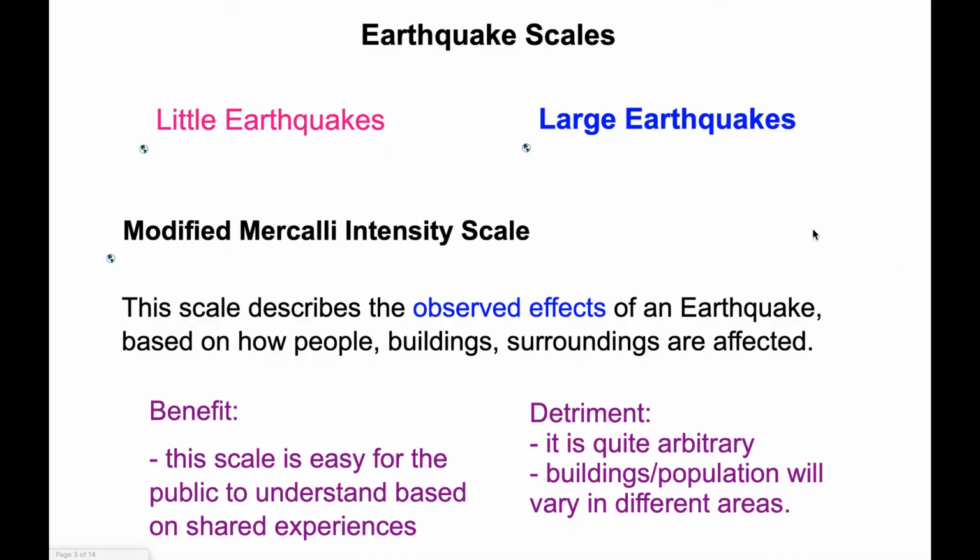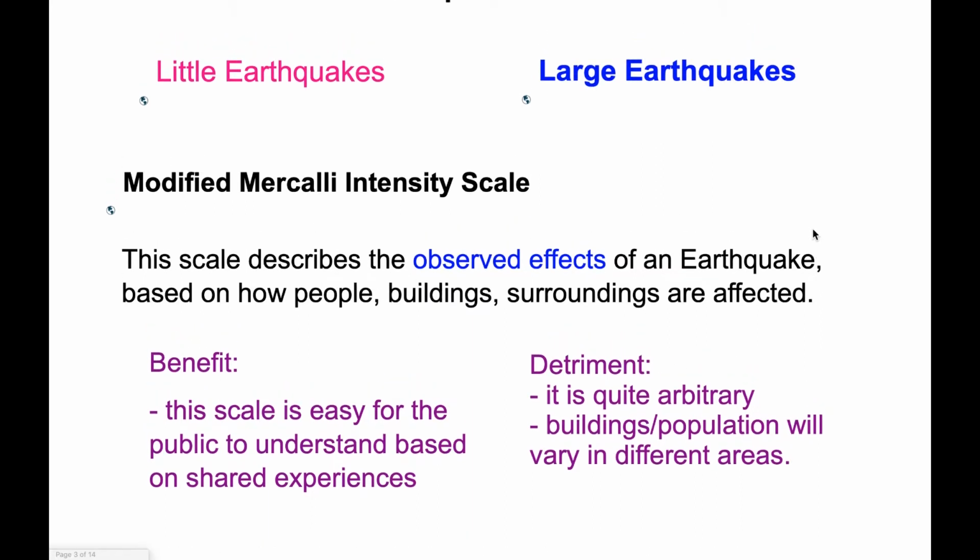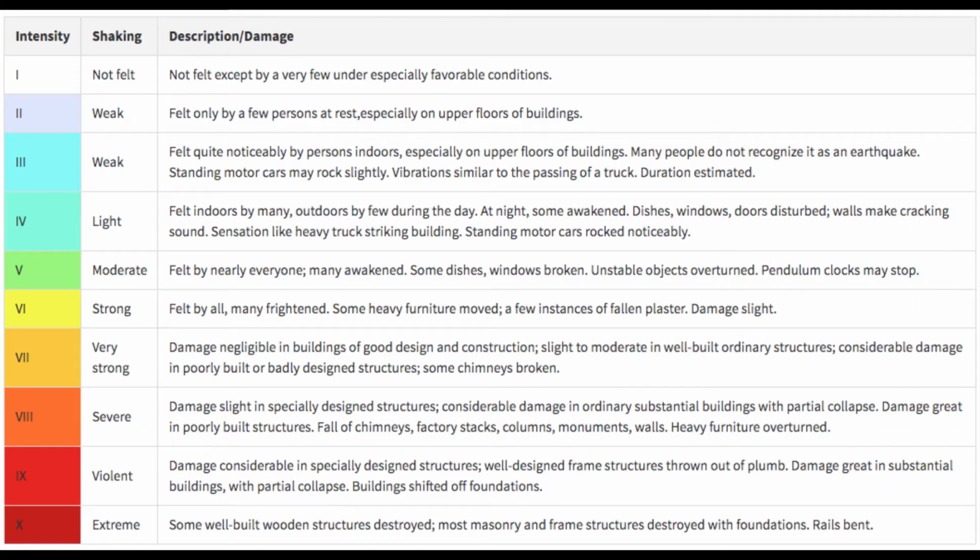There are a few different scales that exist to measure the intensity of earthquakes. The first one is called the Modified Mercalli Intensity Scale. This is an older scale, and it's typically good because it's easy for the general public to understand what the different numbers mean. The detriment is it's pretty arbitrary, and it will differ depending on the population size and the types of buildings in a certain area. So for example, on this particular scale, a weak earthquake, level 3, would be felt noticeably by people indoors. However, many people don't realize it's an earthquake.